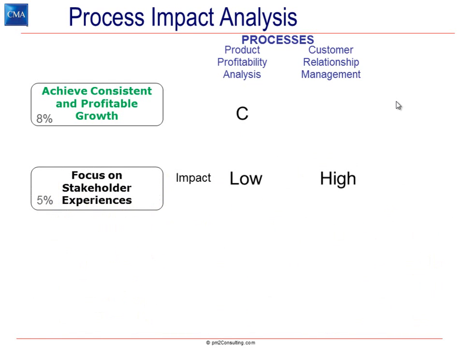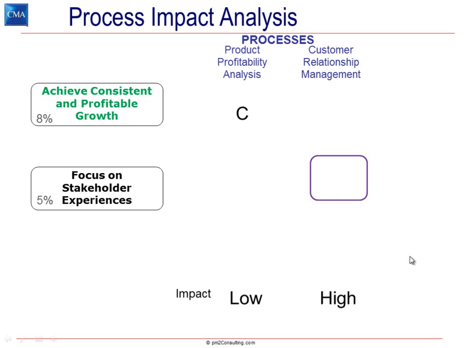Now we can do the same thing with a different strategic objective. This one, at 5%, is called Focus on Stakeholder Experiences. In this case, product profitability analysis has a low impact on focusing on stakeholder experiences, but customer relationship management has a high impact. So because of this, we're now going to just score the customer relationship management, and in this case, we'll also give it a C.